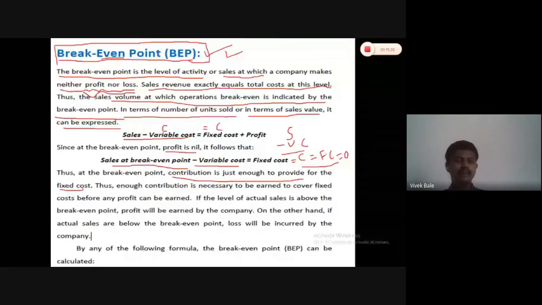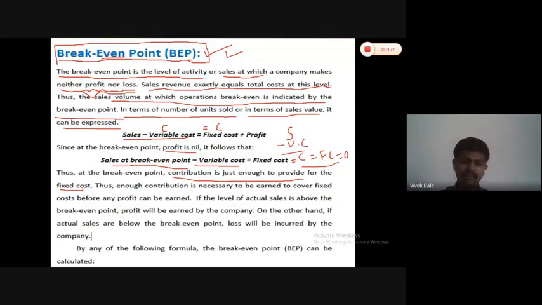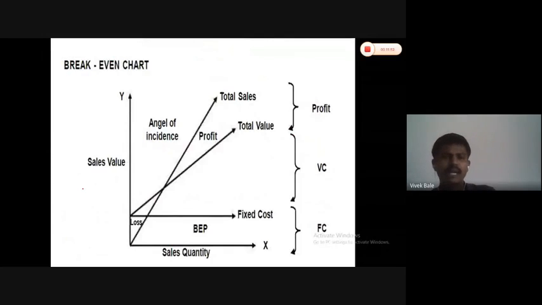Therefore, a sufficient amount of contribution is necessary to earn, to cover the fixed cost before any profit can be earned. If the level of actual sales is above the break-even point, then profit will be earned by the company. On the other hand, if actual sales are below the break-even point sales, then there will be a loss. And if the actual sales are above the break-even point, then the company will be in profit. So let's understand this chart, the break-even point.